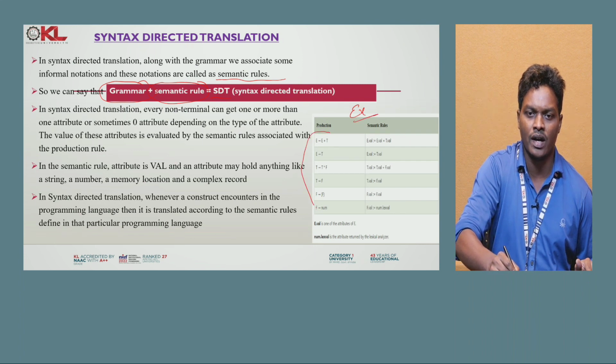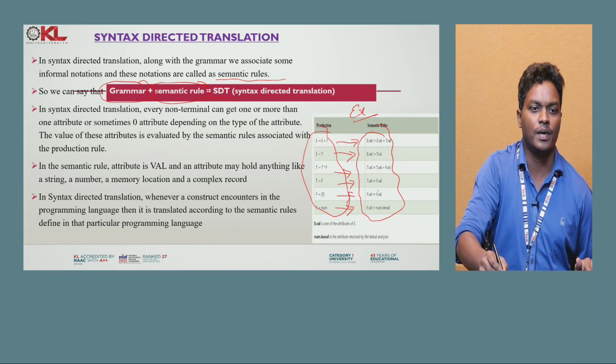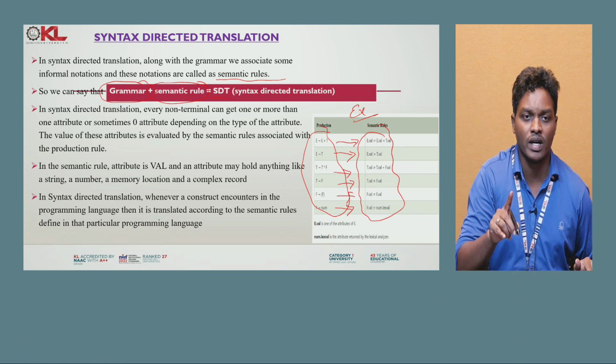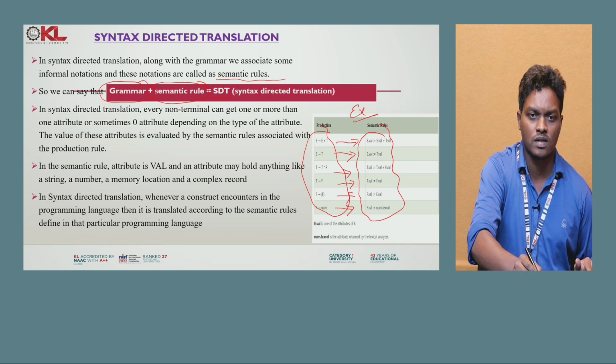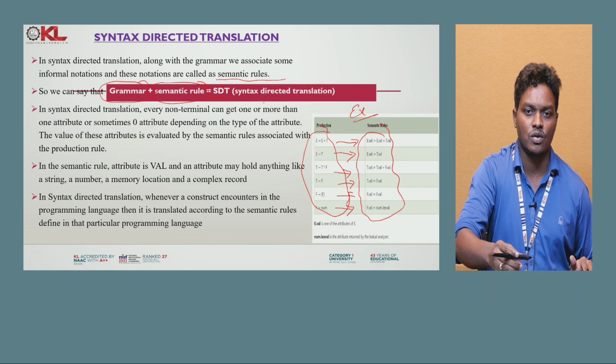Here they have given a grammar with the help of productions. Next, they have given semantic rules. If there is a production like this, we have to apply these particular semantic rules. So this is a syntax directed translation, meaning a grammar together with semantic rules is known as syntax directed translation.